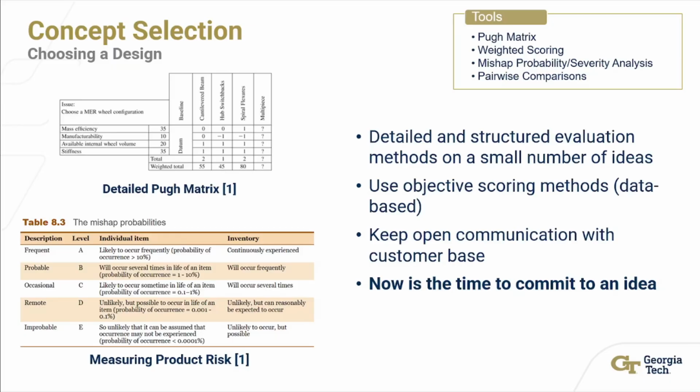So in order to do this, we'll use a Pugh matrix, a weighted scoring matrix, a mishap probability or severity analysis, and pairwise comparison. Now, it's important to perform a risk severity analysis to ensure that we have a very good understanding of where the potential pitfalls are in the design we're choosing, the risks associated with those pitfalls, and the potential costs or time associated if those risks were to come to fruition.